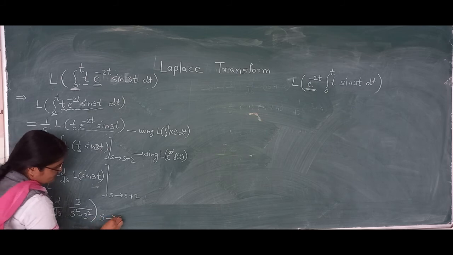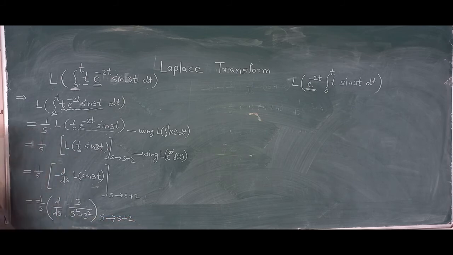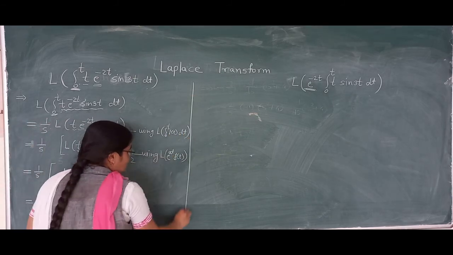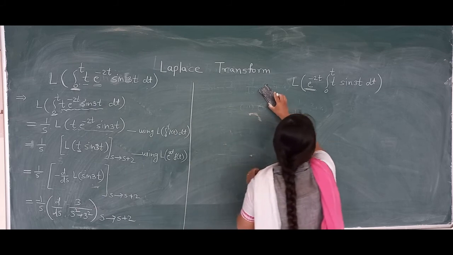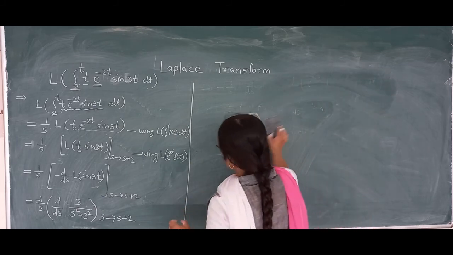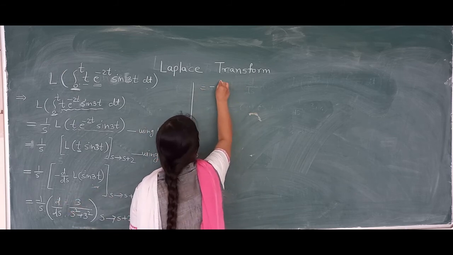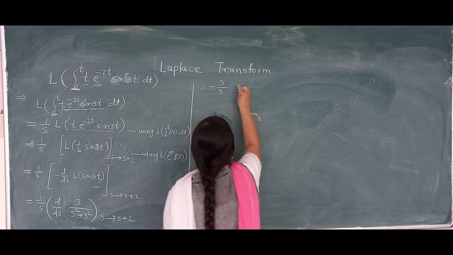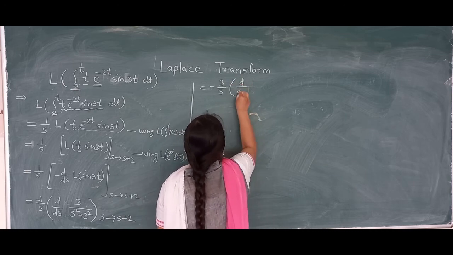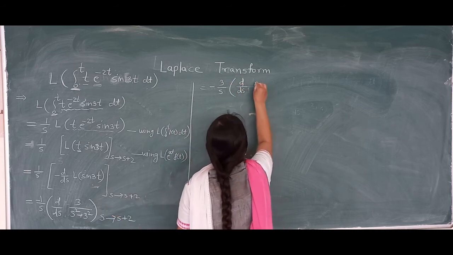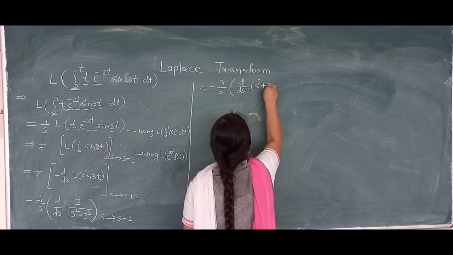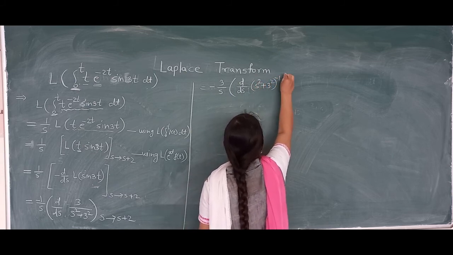S will be shifted by s plus 2. First take the derivative and then shift, because first we have to do the bracket term. So first of all, it is equal to minus, I will take 3 outside the bracket because it is constant, d/ds of (s square plus 3 square) raised to minus 1.